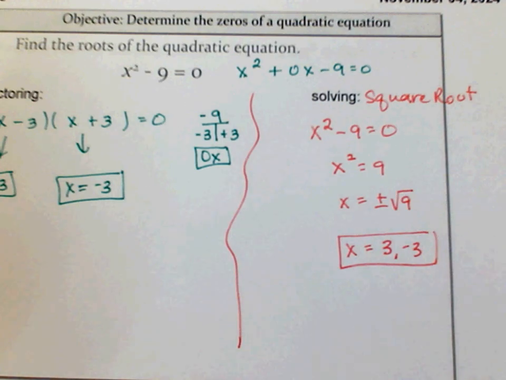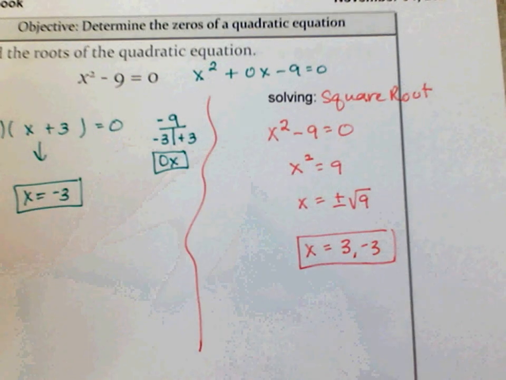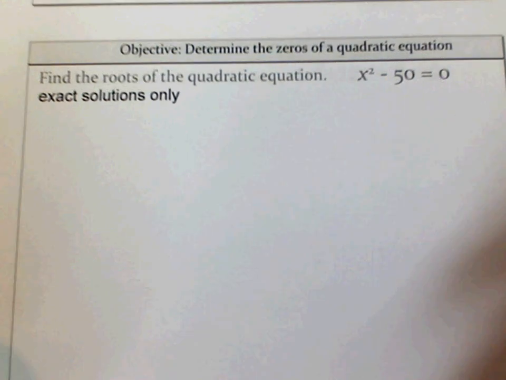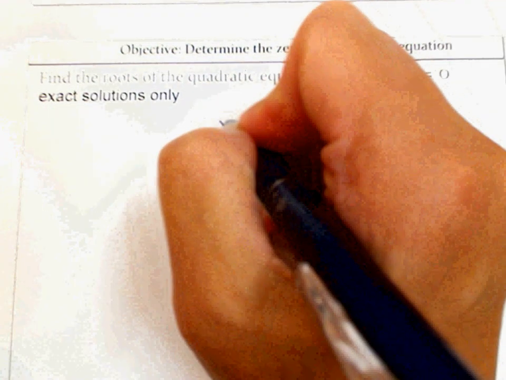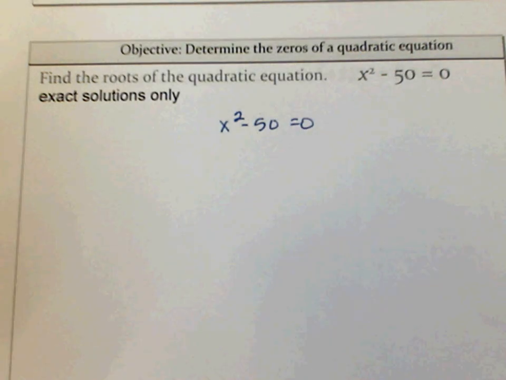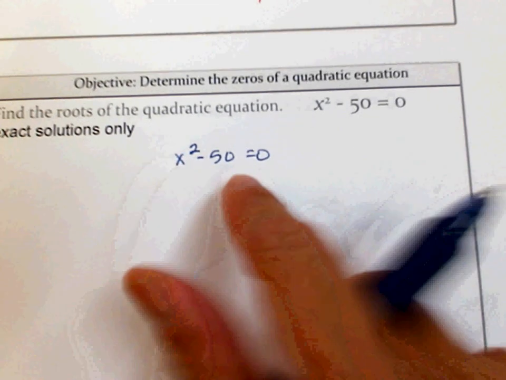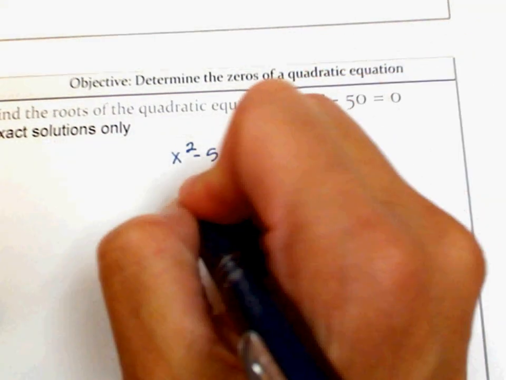All right, let's go look at this one. Now, that square root of 9 is 3. That made it easy. Next example, it's not always so easy. Exact solutions only. So x squared minus 50, and I don't care which method you use. What do you think would be the easiest method? Probably square root, because how many terms do you have? 1, 2. That's what I'm going to do. X squared, add 50.